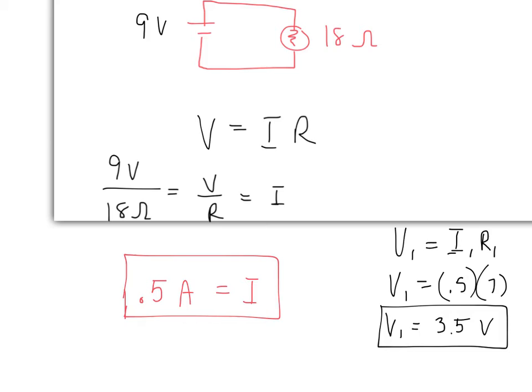How many volts are in the battery though? 9. So could this number have been bigger than 9? Would it have made sense? How could you get more voltage out of what you're supplying, right? So this is the voltage across the first bulb. The second bulb has the same current, 0.5, but instead of 7 ohms, how many ohms? 5 ohms. So we're going to get a voltage for the second one of 2.5 volts.